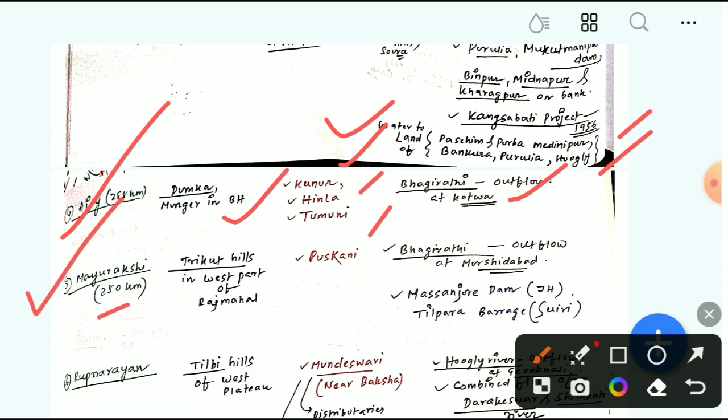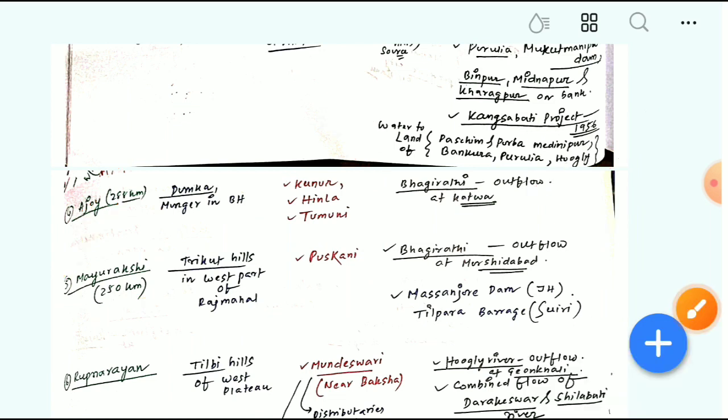Next river is Mayurakshi, that is 350 kilometers. Source is Trikut Hills in the west part of Rajmahal. Its tributary is Pushkani. It outflows into Bhagirathi at Murshidabad. Massanjore Dam, that is in Jharkhand, and Tilpara Barrage, that is in Suri, are on the Mayurakshi river.